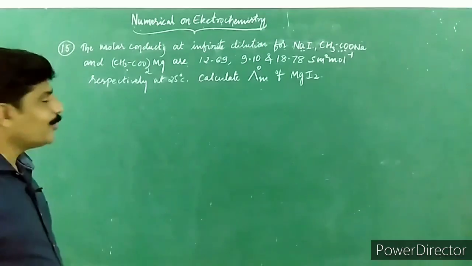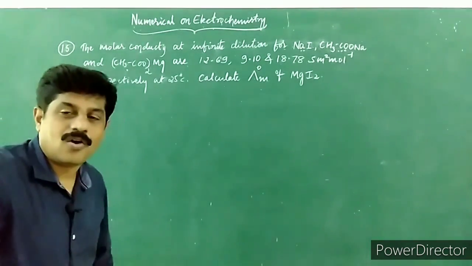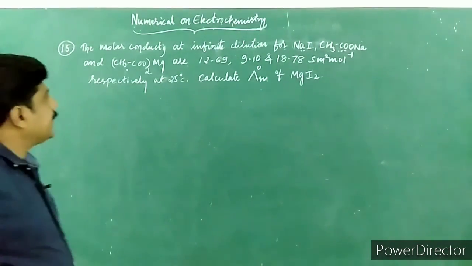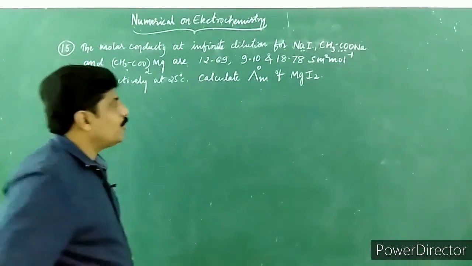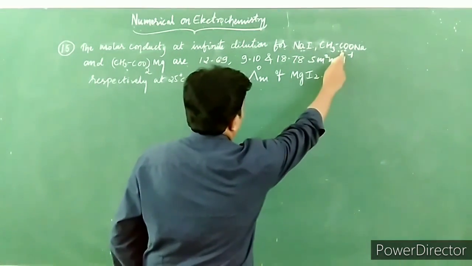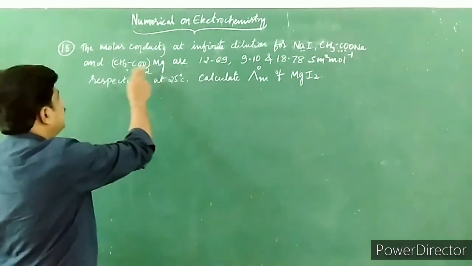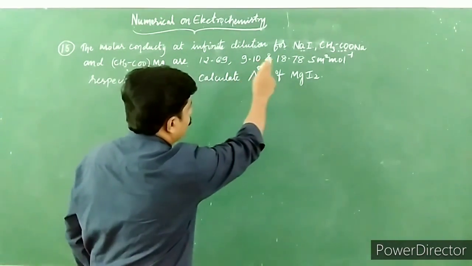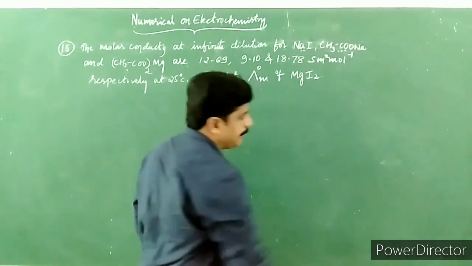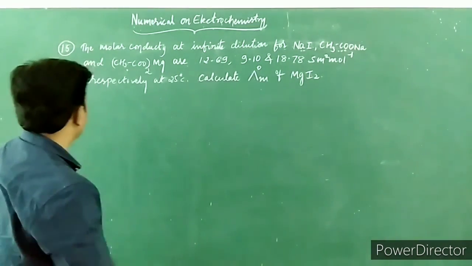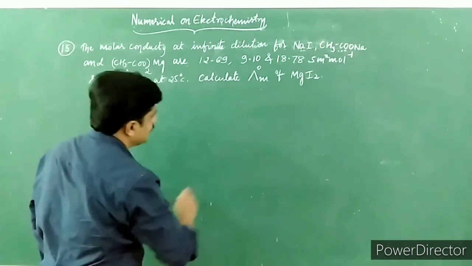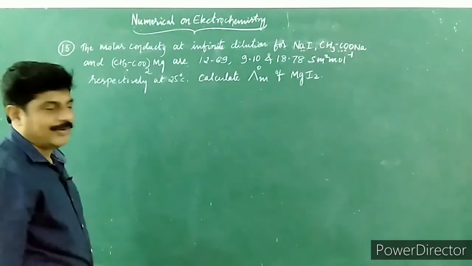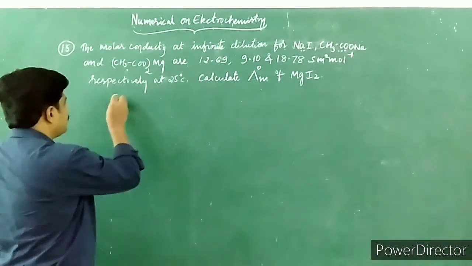Children, let me go for one more numerical on Kohlrausch's law of independent migration of ions. The molar conductivity at infinite dilution for sodium iodide, sodium acetate and magnesium acetate are 12.69, 9.10, 18.78 Siemens meter square per mole respectively at 25 degrees Celsius. Calculate limiting molar conductivity of magnesium iodide. Children, let me solve this problem.